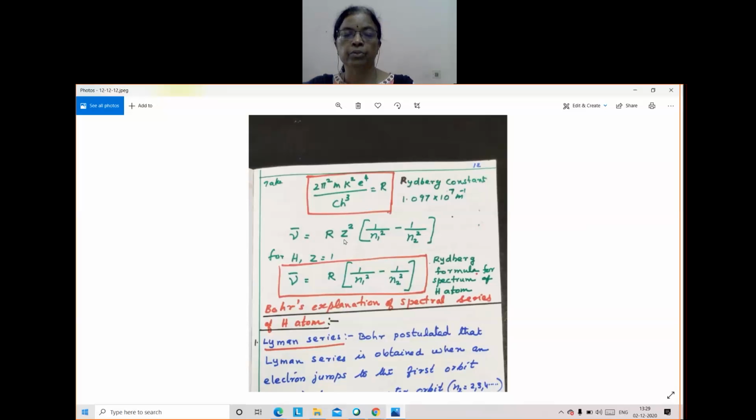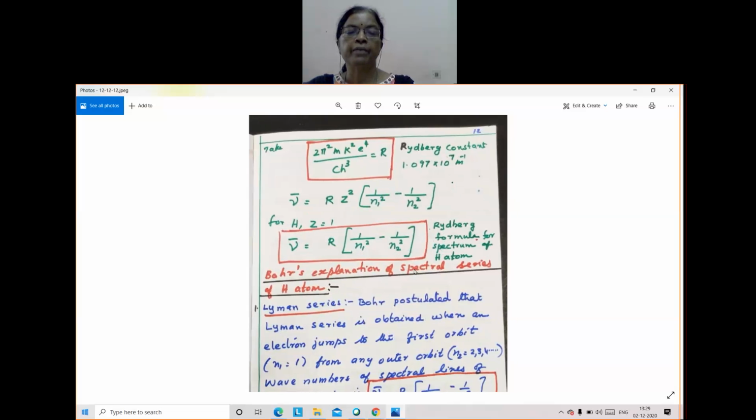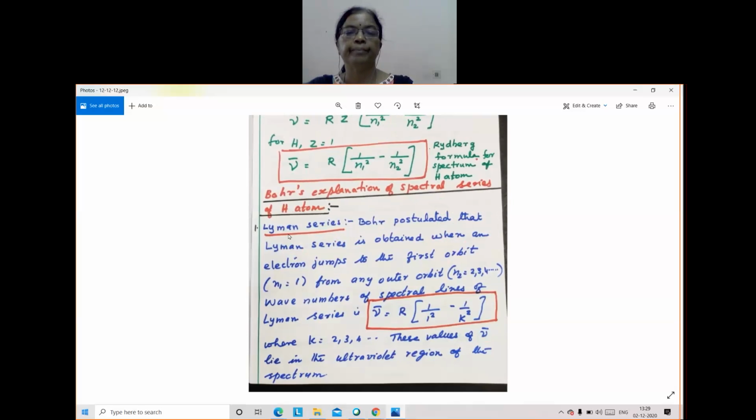So you have to write the atomic number of that element. So R into Z square into 1 by n1 square minus 1 by n2 square. This is the final formula. Nu bar, wave number, nu bar equal to R into 1 by n1 square minus 1 by n2 square. This is also known as Rydberg formula for the spectrum of hydrogen atom. So we have studied a very important formula, Rydberg formula.